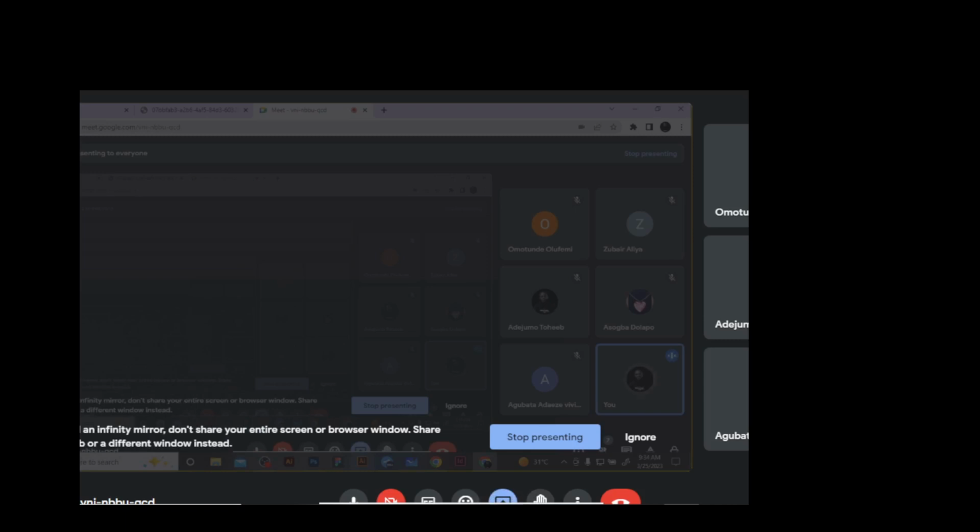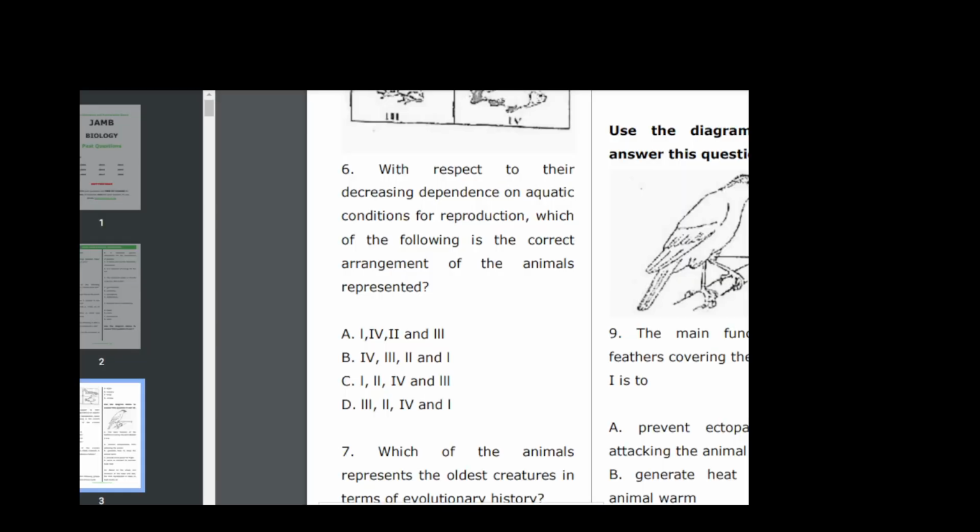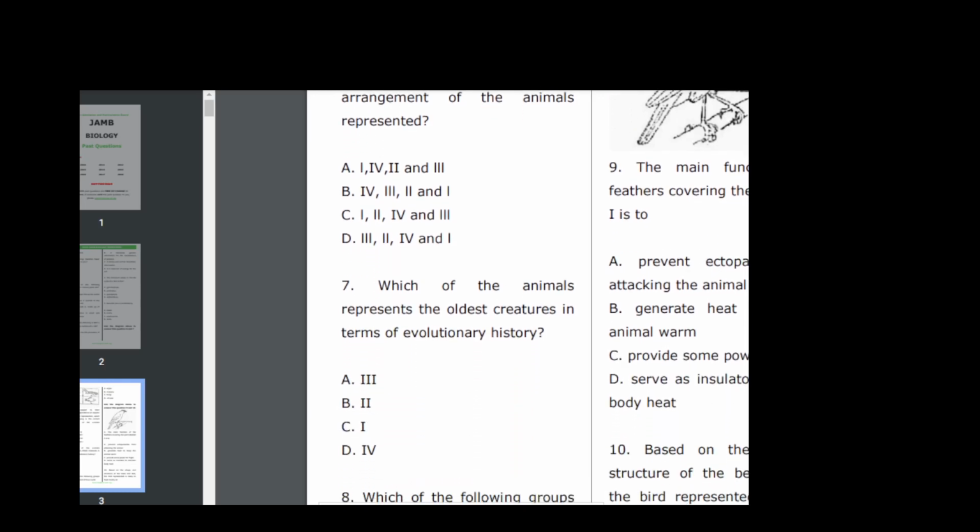So this particular feather that we are talking about, this particular part of the bird, its function is to produce warmth and insulation to the bird. So the option that they gave us, prevents ectoparasites from attacking the animal, is not the function of any of the feathers of the bird. Generate heat to keep the animal warm. Okay, that is an example.